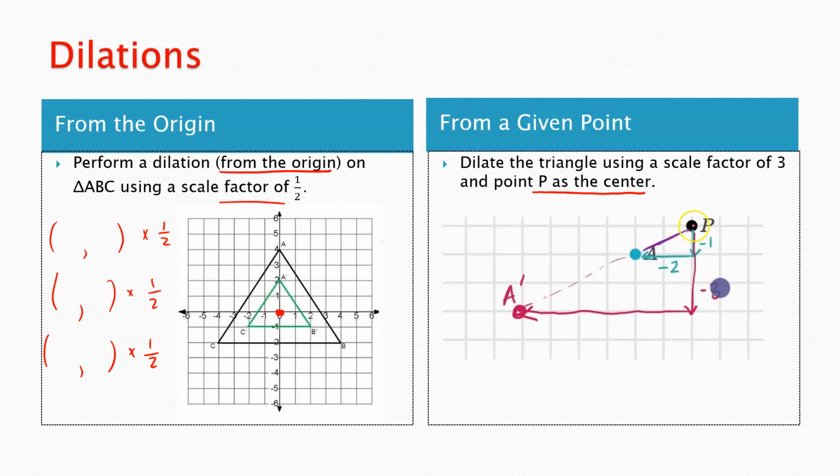Those lengths from P to the other sides are getting pushed or pulled towards that point. You can see that P used to be a distance of 1, and it tripled in size by a scale factor of 3. So you take that -1 and multiply it by a scale factor of 3. Same thing down here: the length used to be -2, and when you multiply it by 3, it turns into 6. So when the dilation is happening from a specific point, you're working with the sides, not the actual coordinates.